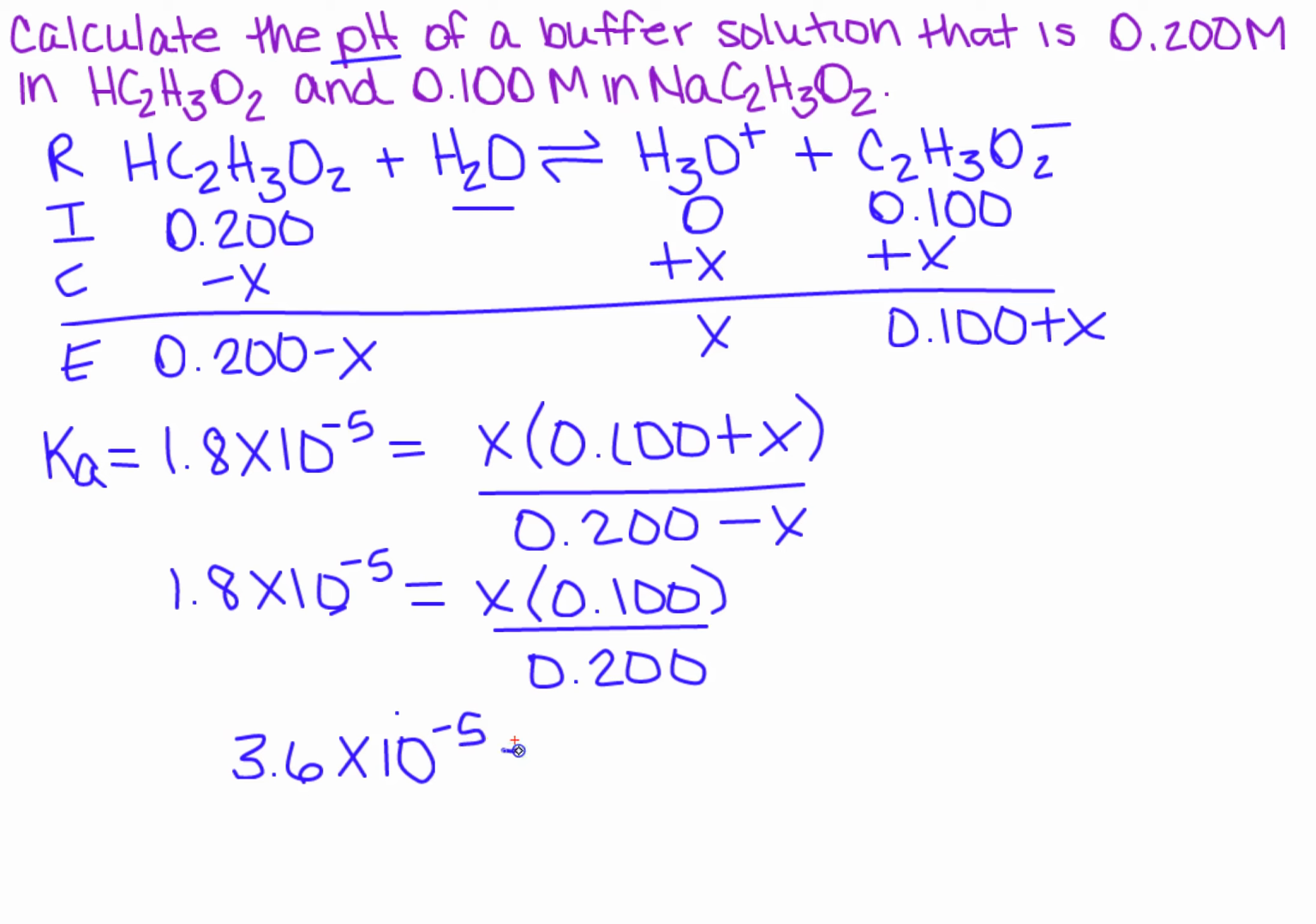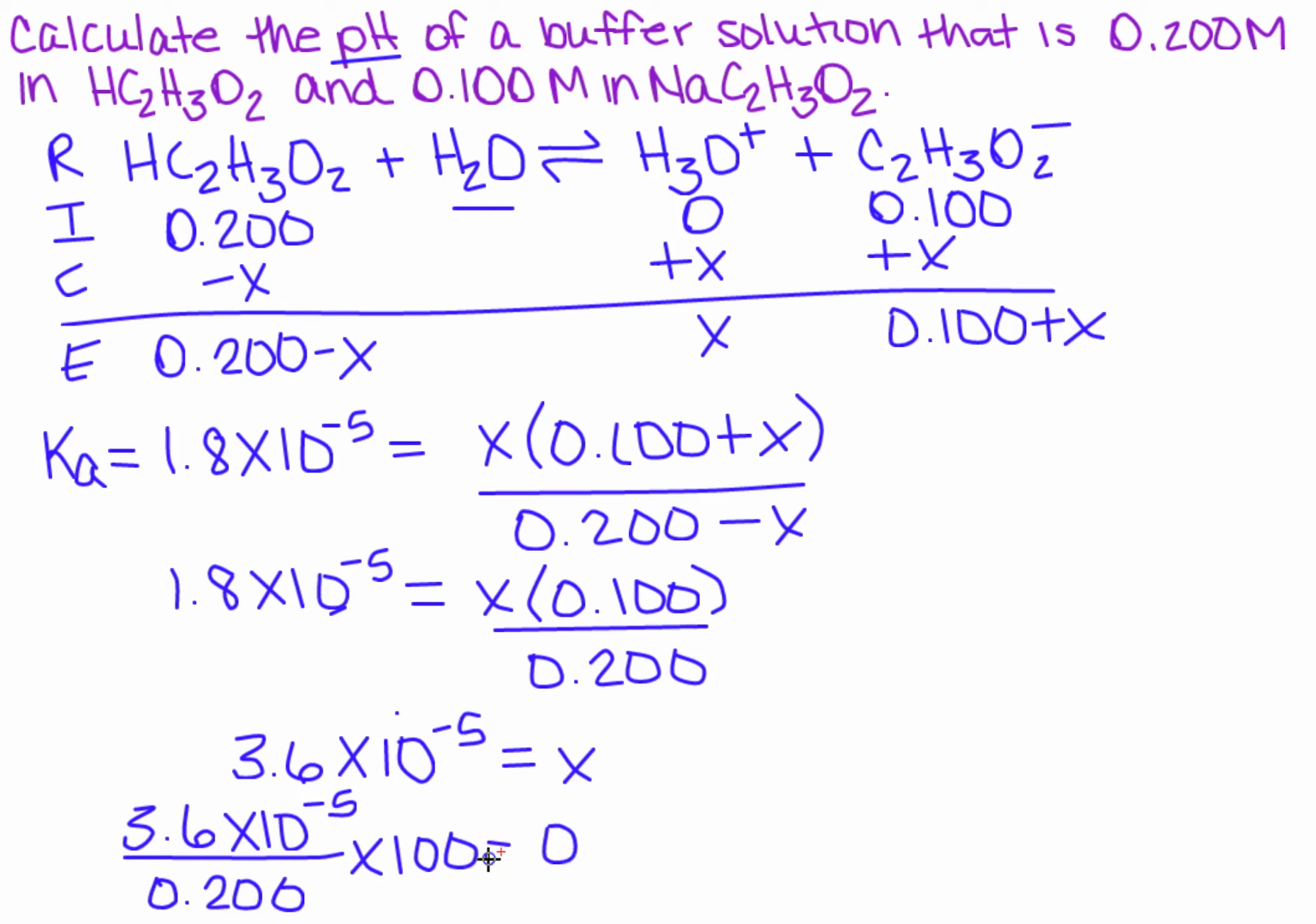Now the question is, was it okay to make our approximation? Remember how you do that. You take that number and you multiply by the initial concentration on the left-hand side. So this is 0.200. I'm going to multiply by 100, and I'm going to get 0.018%, and that's way less than 5%, so our approximation is fine.